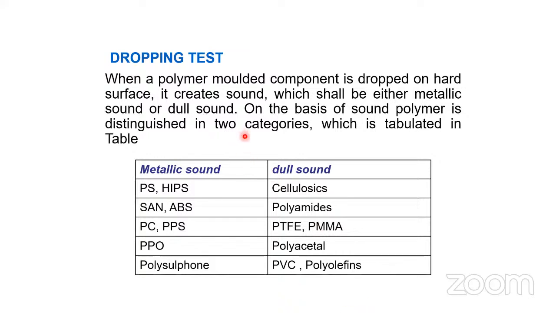When a polymer molded compound is dropped on a hard surface, for example granules or a solid plastic ball in your hand, it creates a sound, which will be either a metallic sound or a dull sound. On the basis of the sound, polymers are distinguished into two categories. Suppose you have PMMA or nylon balls, and you drop them on the floor, they will sound like metal. Is it true?